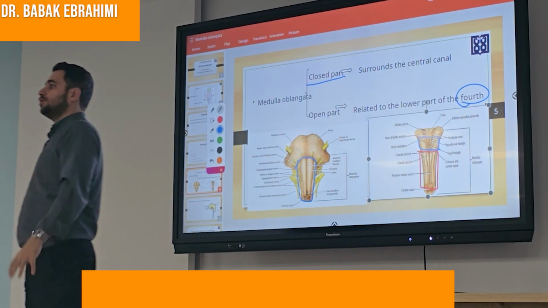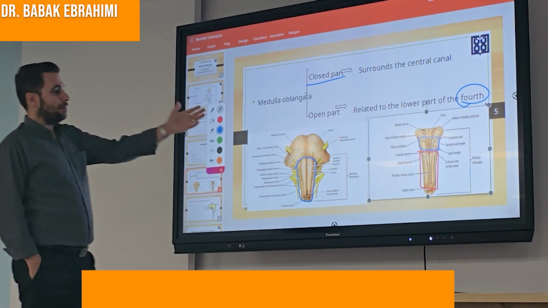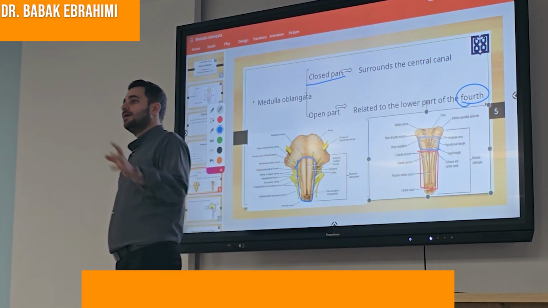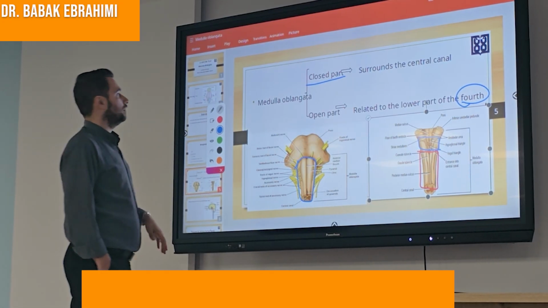So if I ask you why, for example, we have an open part in the posterior view of the medulla oblongata, you must say that it wants to make the fourth ventricle.